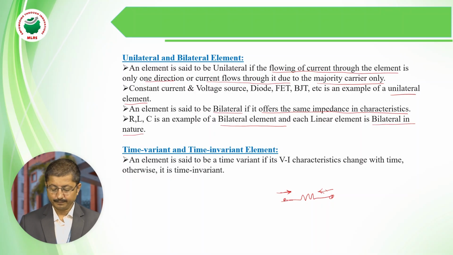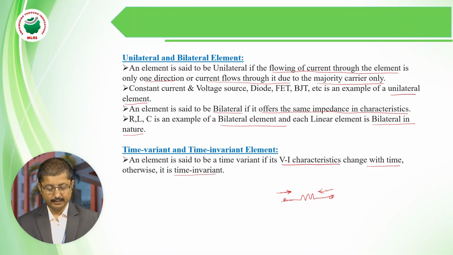Okay, so next one, time variant and time invariant elements. What is meant by time variant elements? Time variant means the behavior of the elements changes with respect to time. An element is said to be time variant if the VI characteristics change with time. Otherwise it is time invariant. So whatever the characteristics, we can see the volt-ampere relation for resistor, inductor and capacitor. If they are changing with respect to time, then we can say they are time variant elements. If they are not changing with respect to time, then they are time invariant elements.